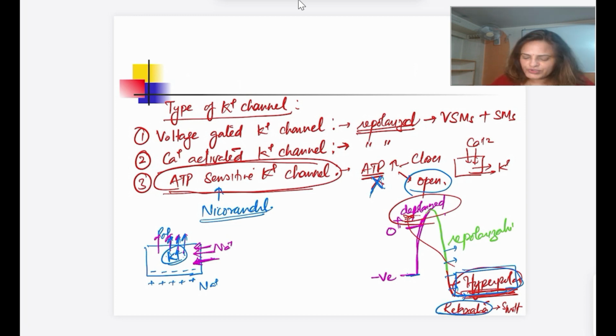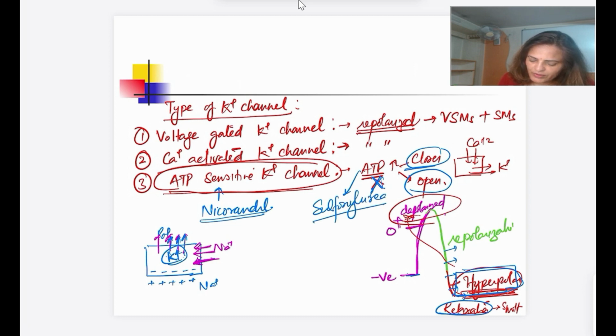What are all the drugs which are going to close this channel? It is the sulfonylurea group of drugs. These are important anti-diabetic drugs, glibenclamide, glimepiride, all of which act by blocking this ATP sensitive potassium channel. Then by the closure of that, it is going to cause depolarization.